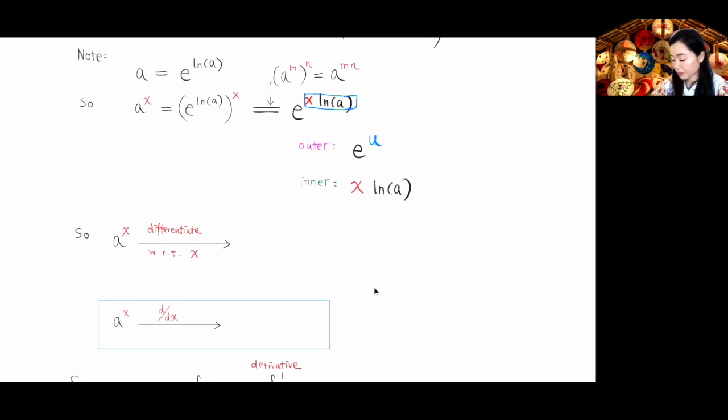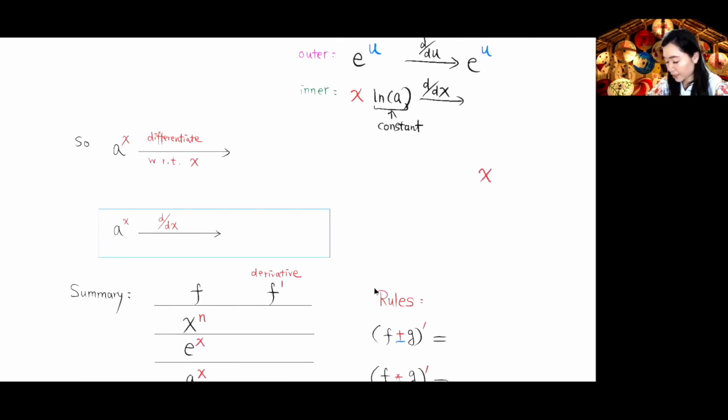Okay, that's the inner function. Remember, this ln of a here is a constant because a is a positive constant. Then over here we're going to use the chain rule. So we're going to differentiate this with respect to u, and then we get e to the u. Differentiate this with respect to x. What do I get? You have x times ln of a, and when you differentiate that, you get ln of a, that constant there.